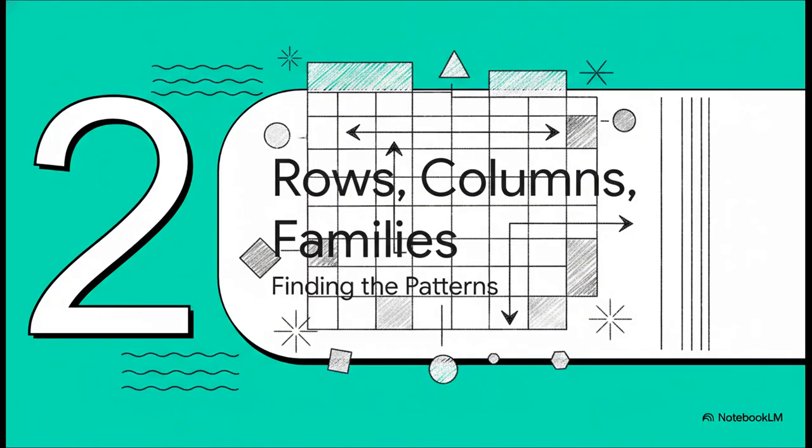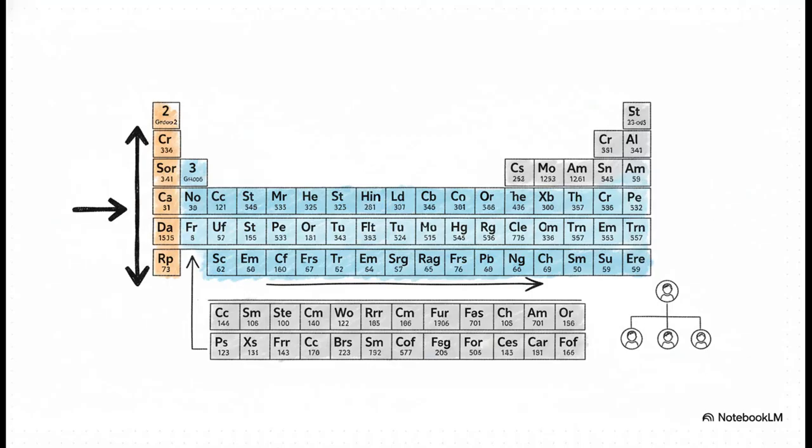Okay, so the numbers give us the basic order, but the real magic, the part where the patterns really start to pop, comes from the geography of the map, its rows and its columns. The horizontal rows are called periods, and they tell you how many energy shells an atom's electrons are filling up. But the vertical columns, those are called groups, and that's where it gets really interesting. You should think of them as chemical families, where every single element in the same column shares key properties and behaves in a strikingly similar way.